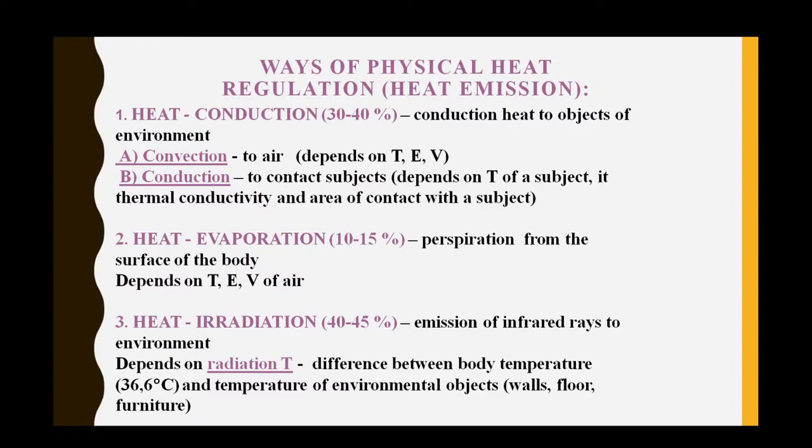Next way is heat irradiation. The biggest amount of our heat will be lost by heat radiation. We cannot feel this way, but it's the biggest. It's emission of infrared rays to environment. Heat radiation depends on radiation temperature. Radiation temperature is the difference between body temperature, average 36 degrees Celsius, and temperature of environment objects, walls, floor, furniture.